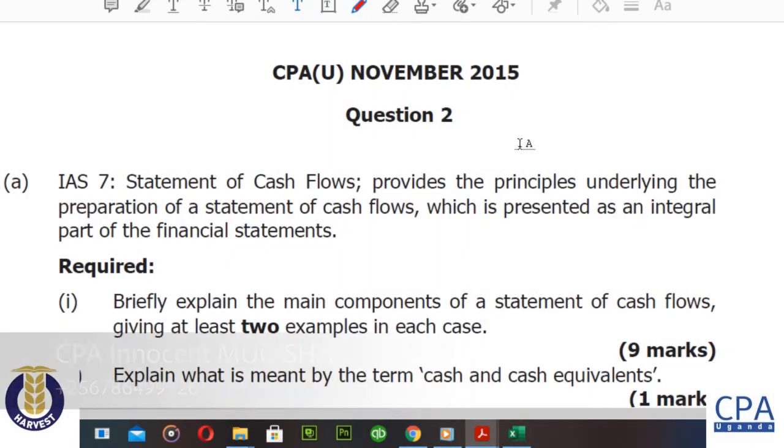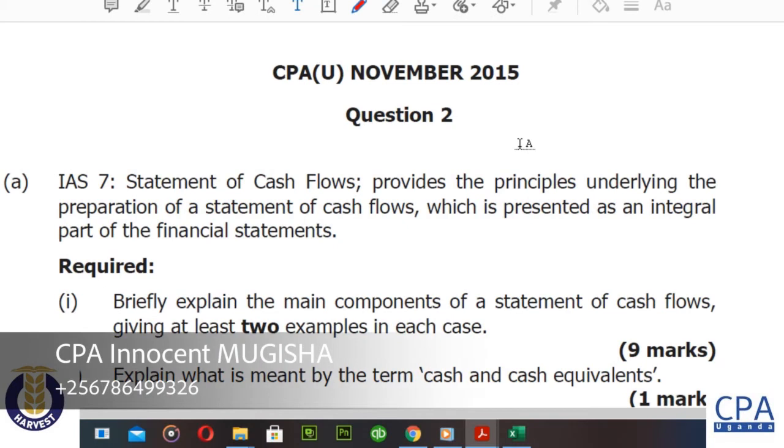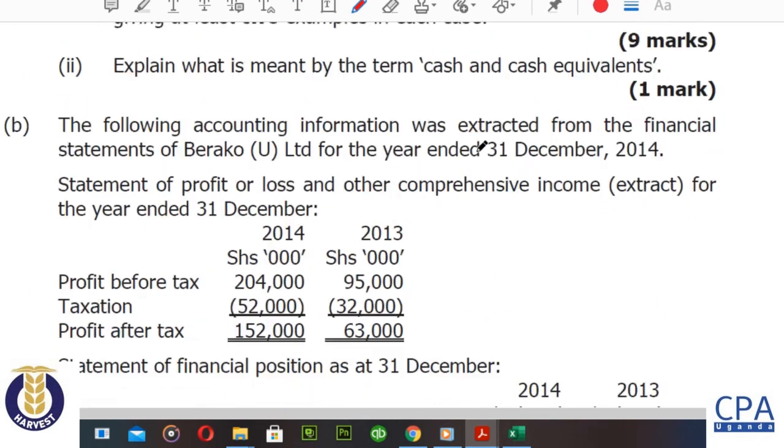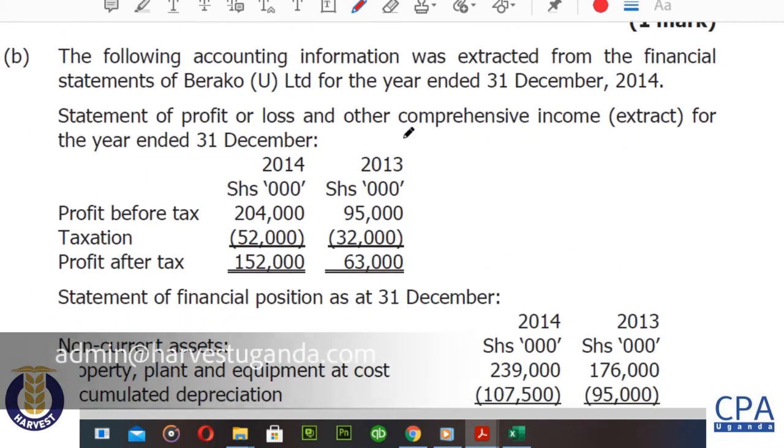Hello everyone and welcome to yet another discussion. In this lecture video I'm going to take you through the preparation of a cash flow statement using our very nice question here, which I've uploaded on your student account, and I do believe you have read through.